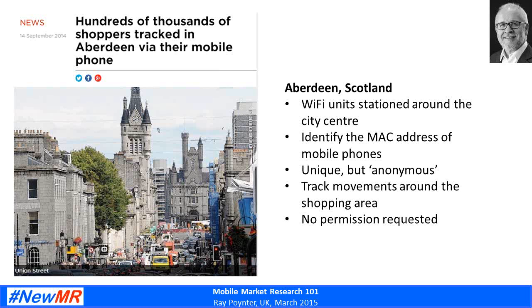Some of the slightly scary things going on around the world. This is Aberdeen in Scotland. They stationed Wi-Fi units around the city centre. As people moved around, the Wi-Fi on their phones tried to make contact with it, which identified the MAC address of the mobile phones.